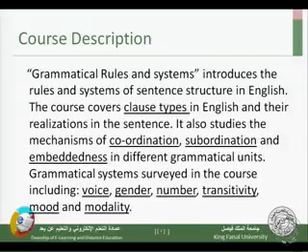So this course introduces the rules and systems of sentence structure in English. So we will cover clause types and their realization in the sentence. Some of the things we'll cover are coordination, subordination, embeddedness, and other grammatical systems including voice, gender, number, transitivity, and mood and modality.